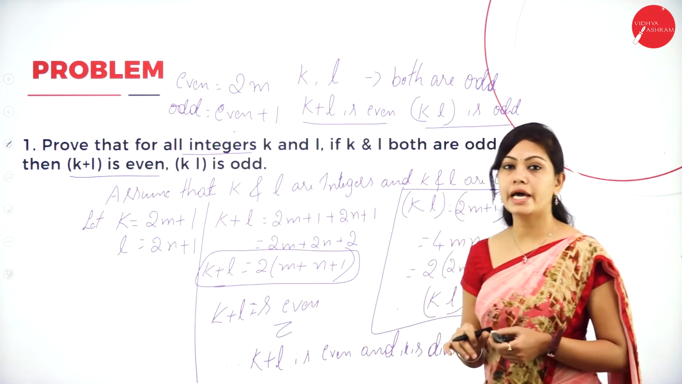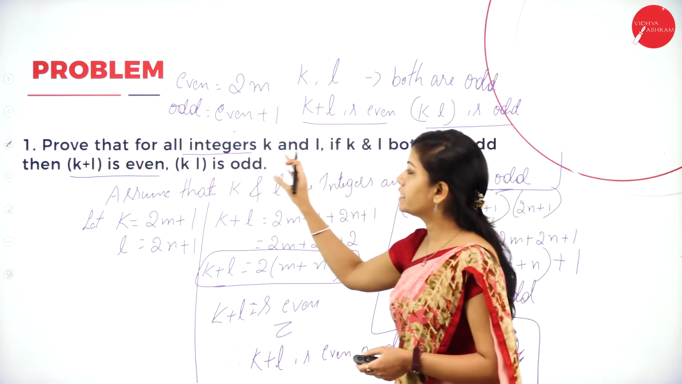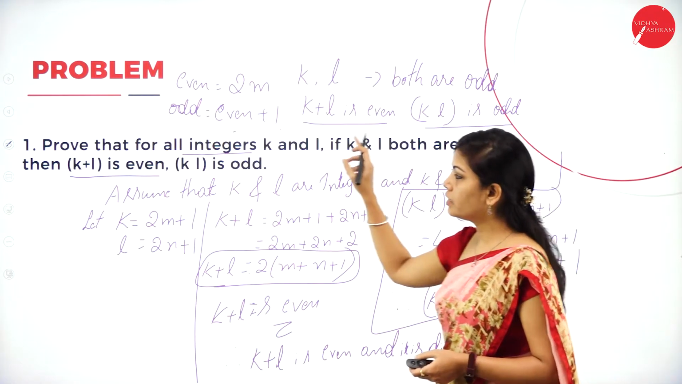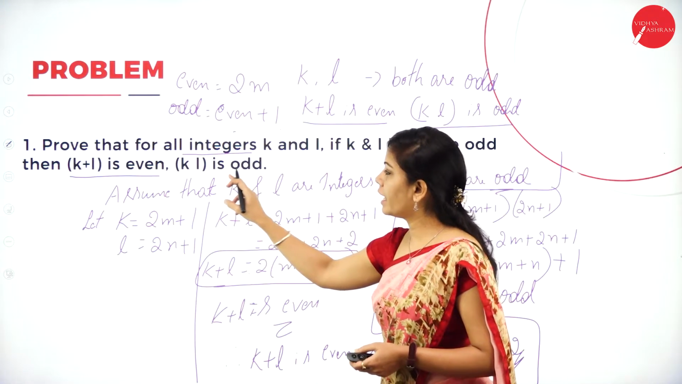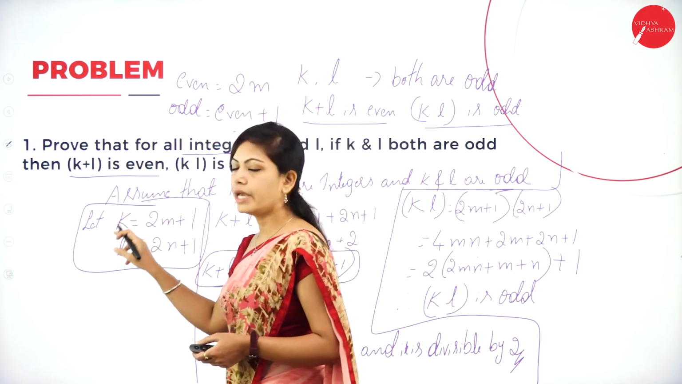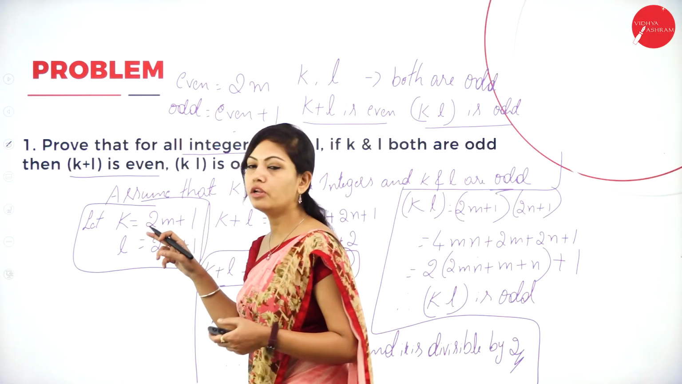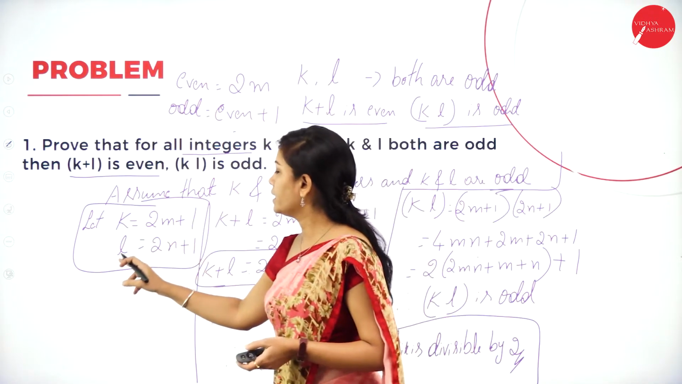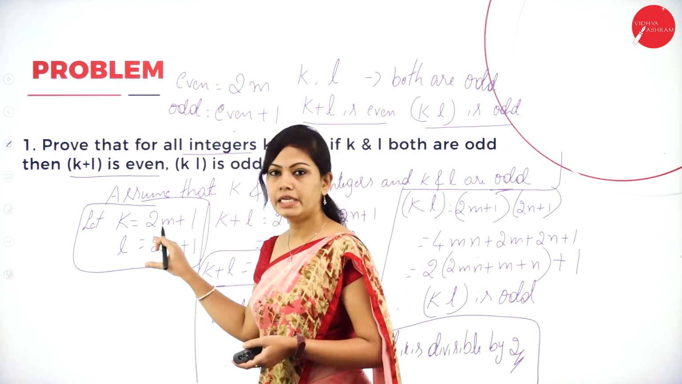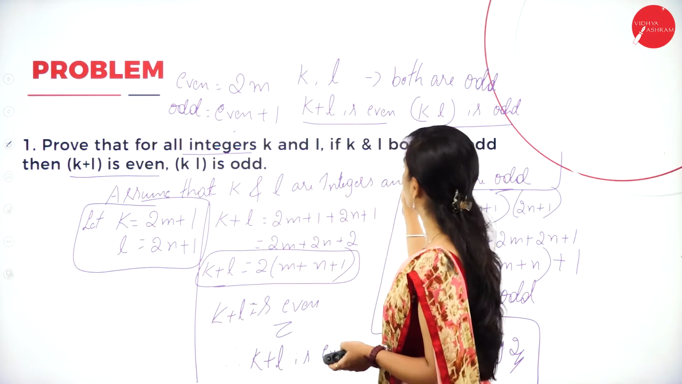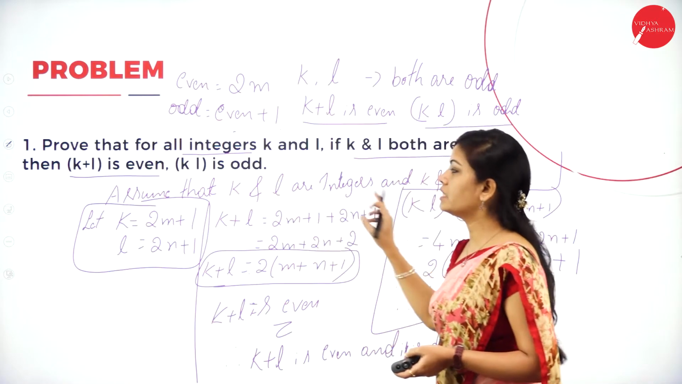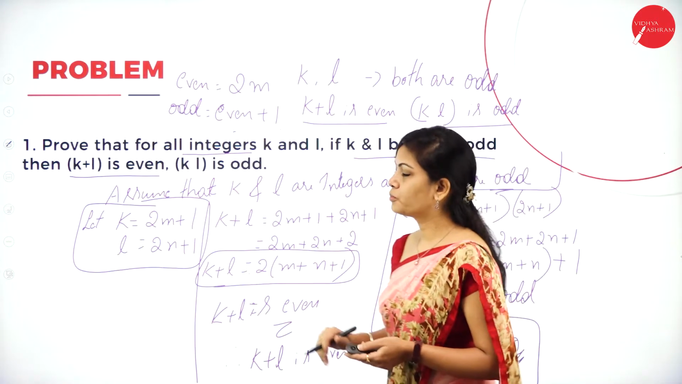It is an indirect proof. So here we have 2 integers, that is k and L. If k and L both are odd, then k plus L is even, KL is odd. So we have to consider 2 integer values. For example, k is equal to 2m plus 1 or 2n plus 1 and L is equal to 2m plus 1 or 2n plus 1. So you can assume the integer value and substitute, that is k plus L is even, KL is odd. So this is your proof.